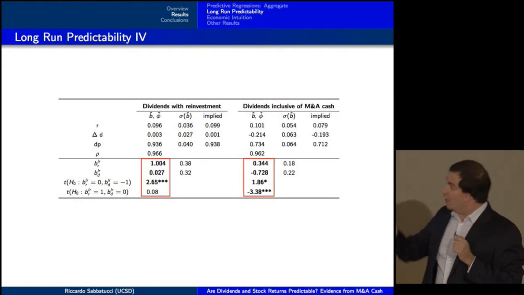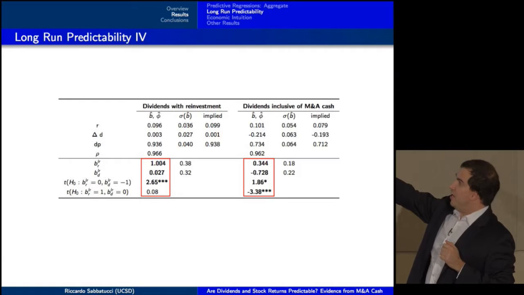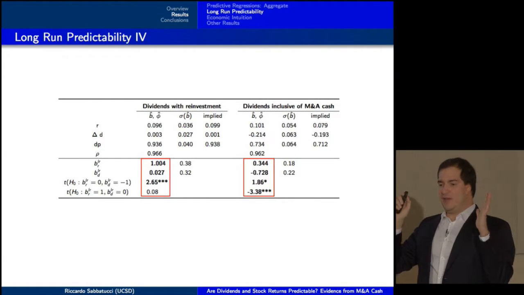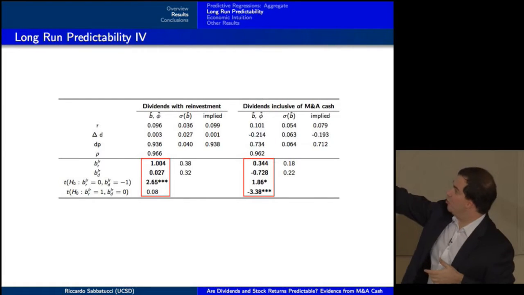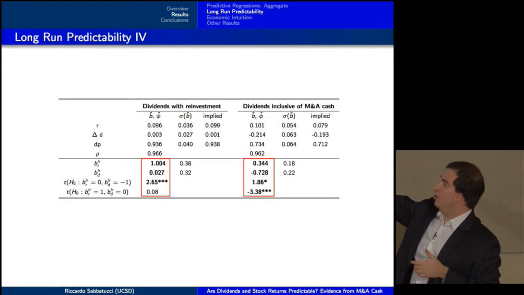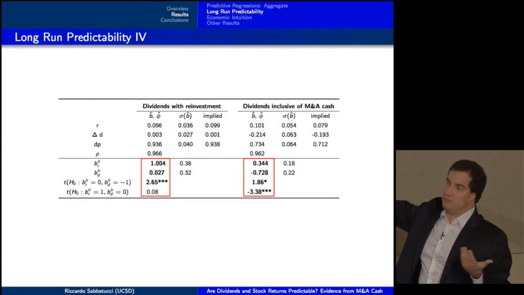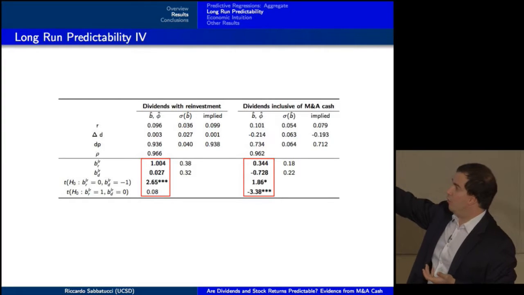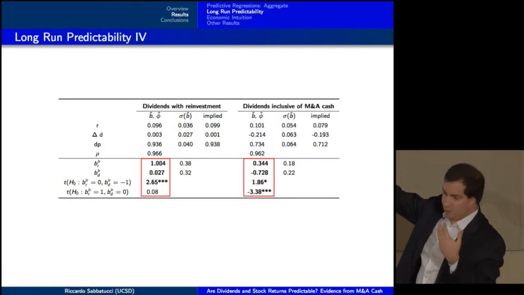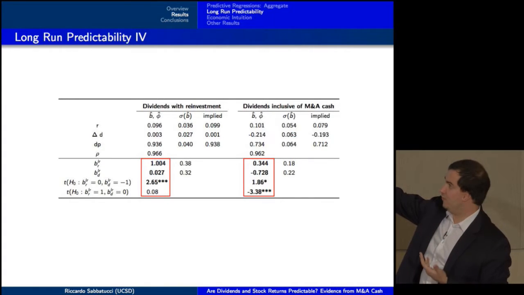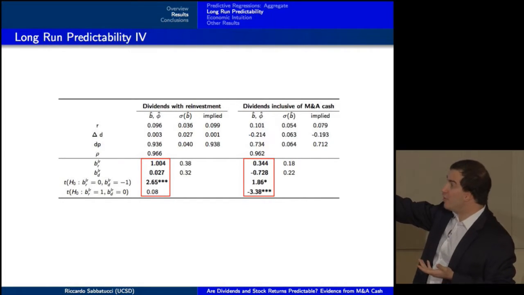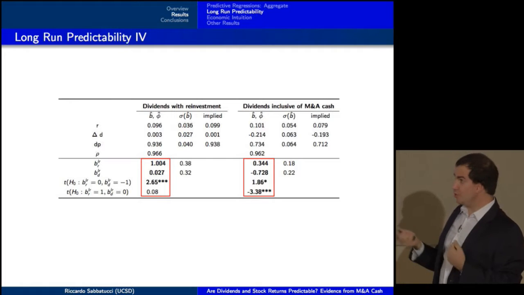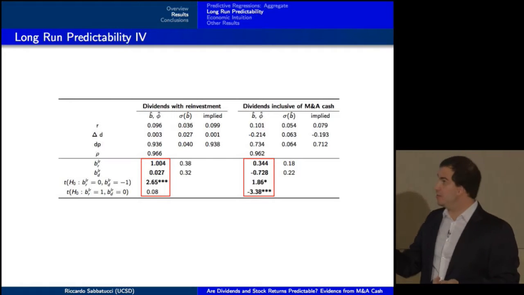This is the result. The first part of the table is the standard result that variation in the dividend price ratio is only accounted for by changes in discount rates. So let's look at the coefficients. B long run R is 1, and B long run D is close to 0, which means all the variation comes from the returns and none comes from cash flows. Of course, the null hypothesis that all the variation comes from cash flow news is strongly rejected, but we cannot reject the other one, meaning that the variation comes from discount rates.